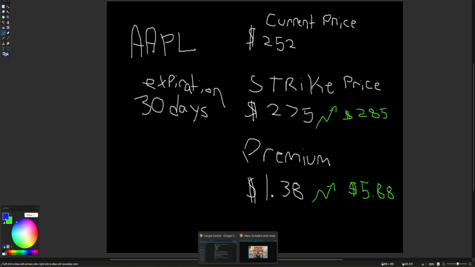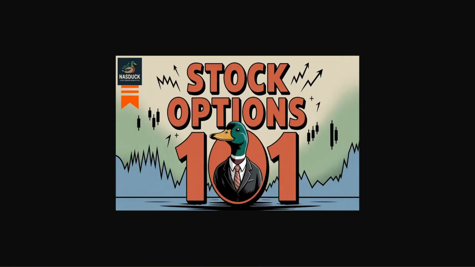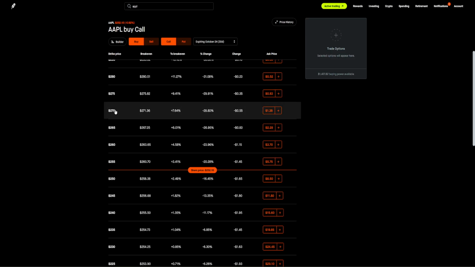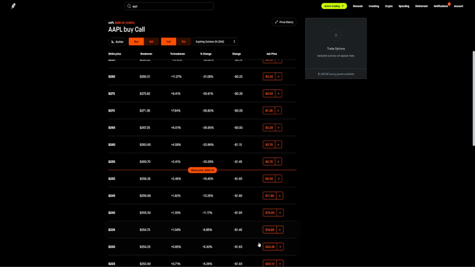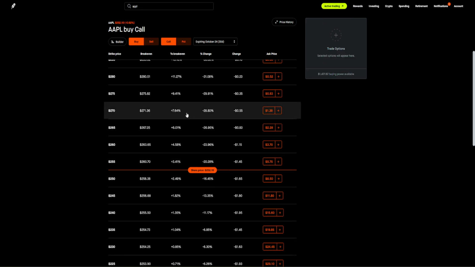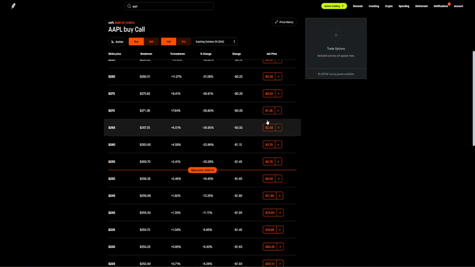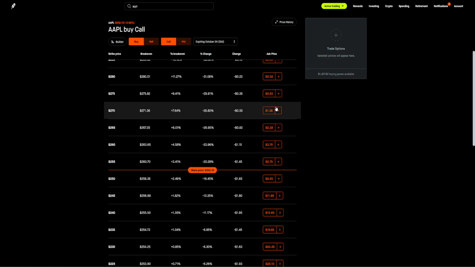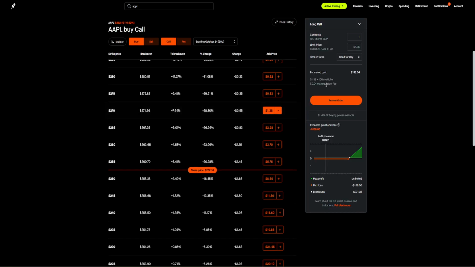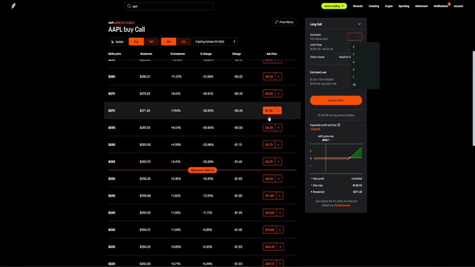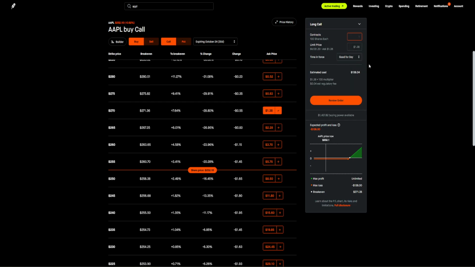Now, let's take a look at a real world example of this. We're going to go over to Robinhood and take a look at some contracts. So, look at this $270 contract. Let's say I want to buy it. Right now, it's trading at 1.38. That does not accurately represent the bid and the ask. Now, you see it says that there's 100 shares each. So, realistically, if we want to buy this contract at 1.38, we're going to pay an estimated cost of $138.